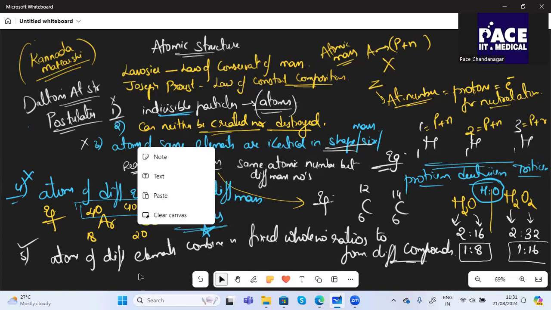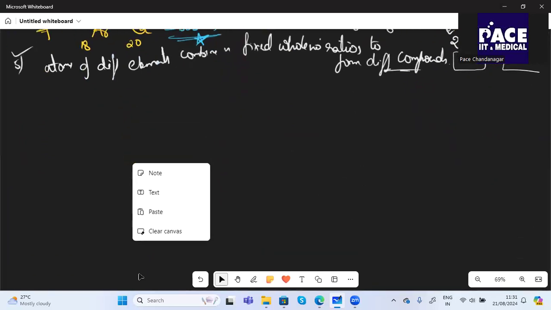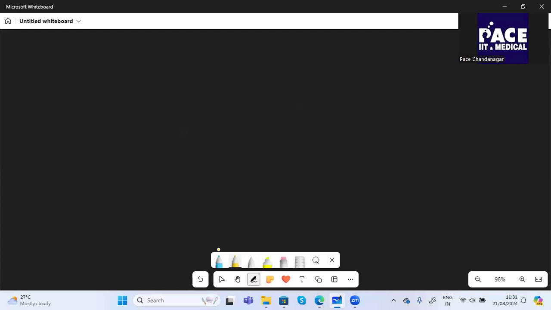Right. So now moving on with our next concept here. This is the discovery of the electron by J.J. Thomson.